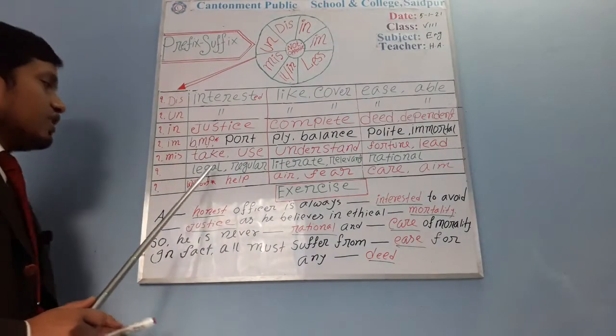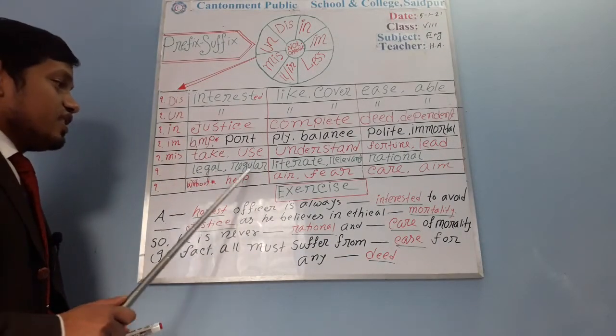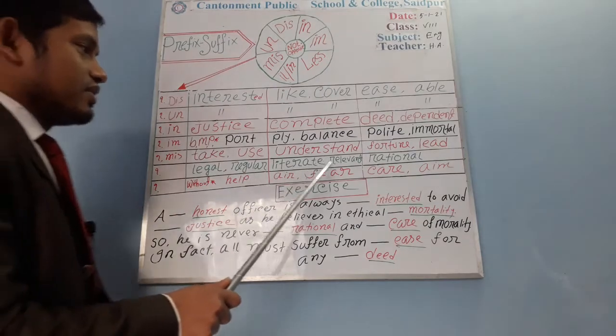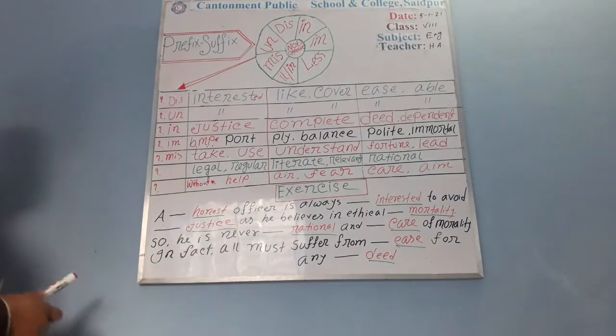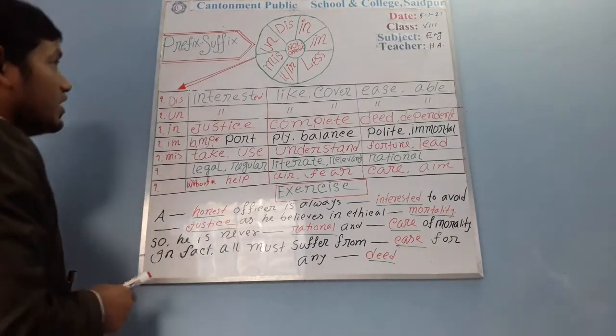Next, here legal, regular, literate, relevant, rational. Here which prefix can we use?